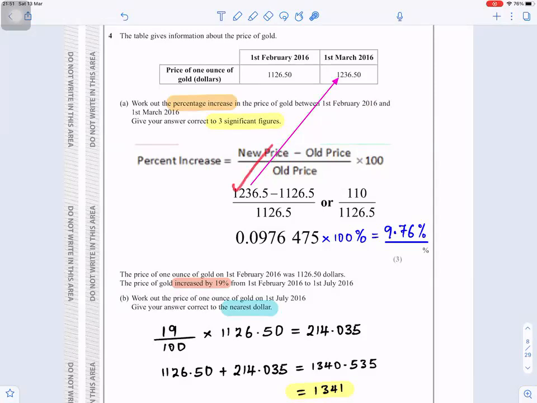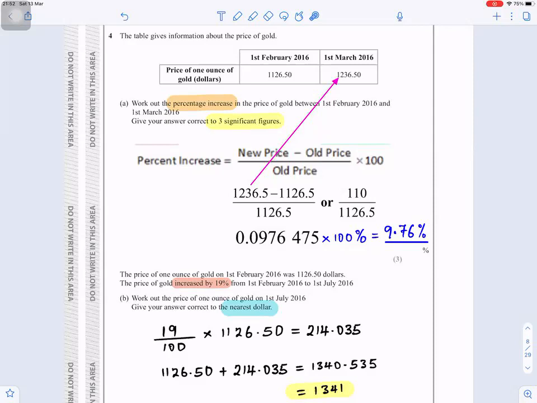So the new price is 1,236.5 minus the old price. That gives you the increase. New price minus old price gives you the increase, divided by the old price. Don't forget that. Divide by the old price. That will give you 110 divided by 1126.5. It gives you 0.0976, and you multiply by 100% to change it to percentage. It gives you 9.76%, and it has to be to three significant figures. 1, 2, 3 numbers, three significant figures, 9.76%.